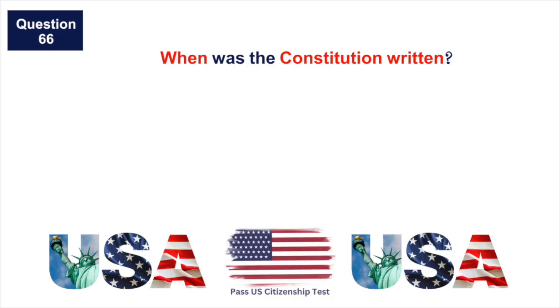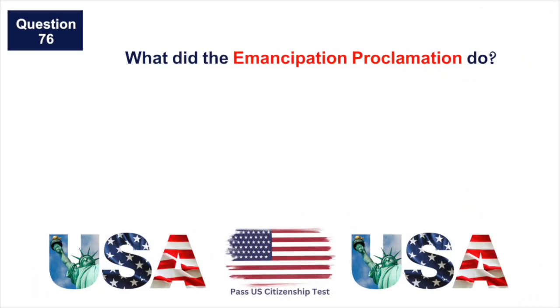When was the Constitution written? (1787). What did the Emancipation Proclamation do? Freed the slaves.